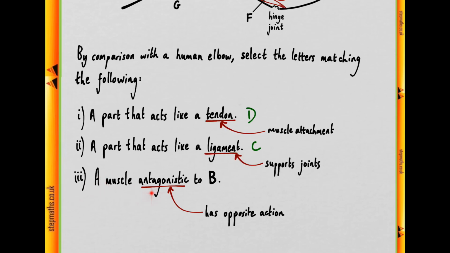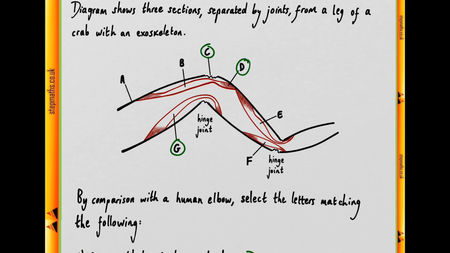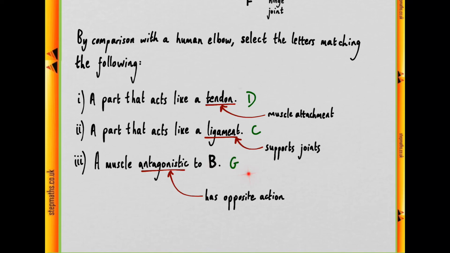Moving on to 3, a muscle antagonistic to B, so a muscle having the opposite action to B. Well, B is this muscle here, so when this contracts, this presumably causes extension at this joint, so this part of the limb will move upwards when B contracts. However, when G contracts, we can imagine there'll be flexion at this joint, so there'll be movement of this part of the limb in this direction rather than this direction, so G appears to be antagonistic to B, and so G is our answer, and so our answer is going to be D, C, and G.